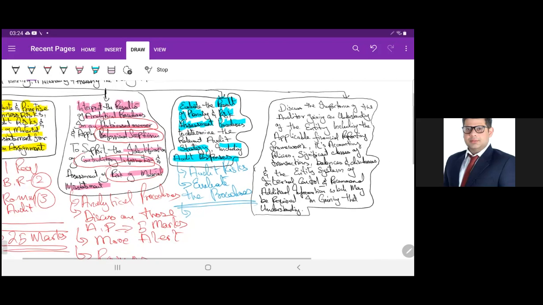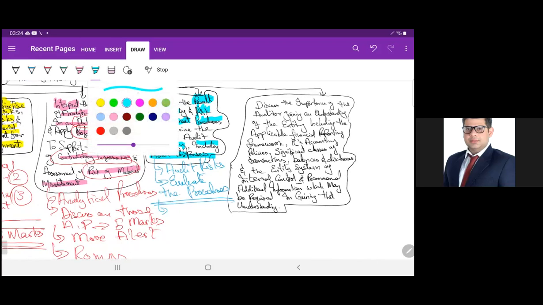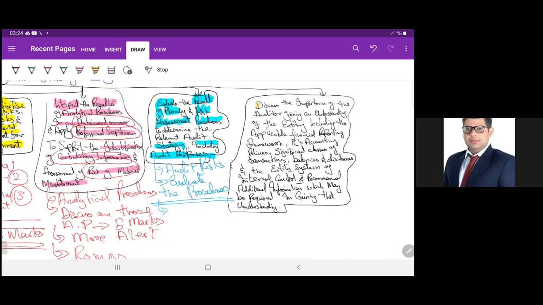And then finally, we have a fourth type of requirement over here, which is saying: discuss the importance of the auditor gaining an understanding of the entity, including the applicable financial reporting framework, its accounting policies, significant classes of transactions, balances, and disclosures, and the entity's system of internal controls, and recommend additional information which may be required in gaining that understanding.